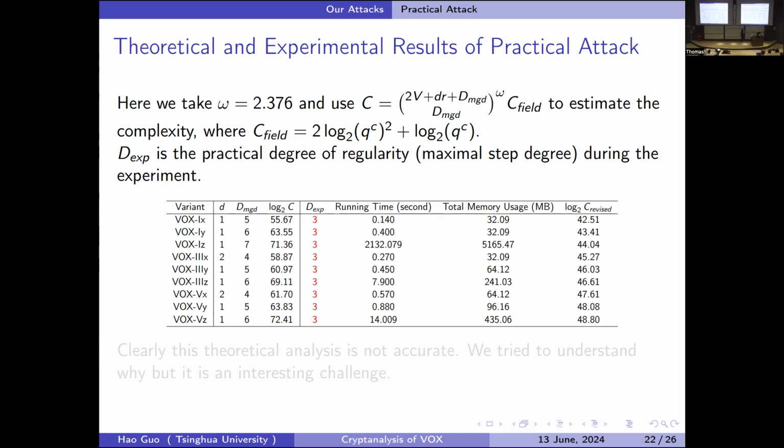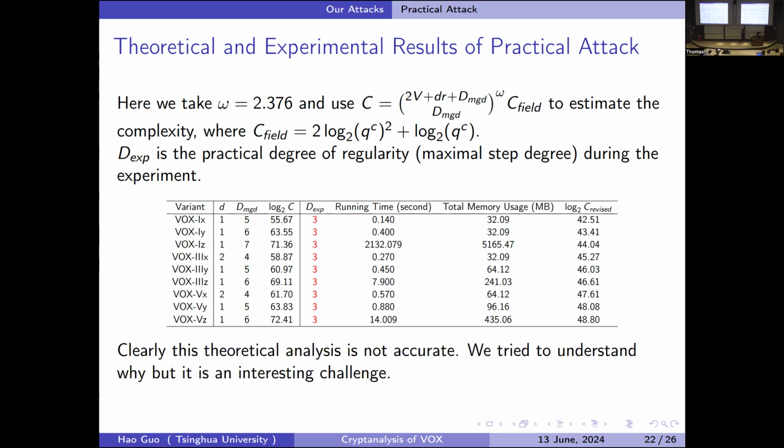And also in the Magma experiment, we found that all the solving degrees are 3, and this is pretty astonishing. And I should say, we try to revise the complexity here, but it still does not fit with the running time. And we think it is challenging to give a clear understanding of why this attack works.